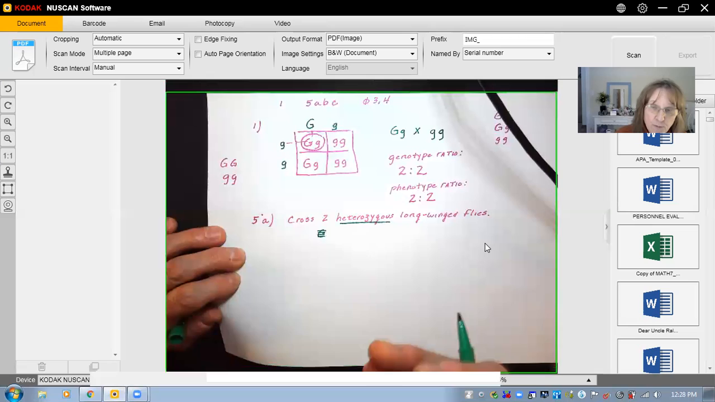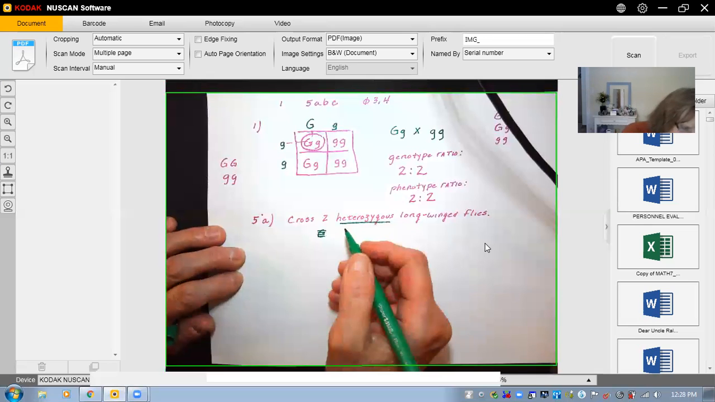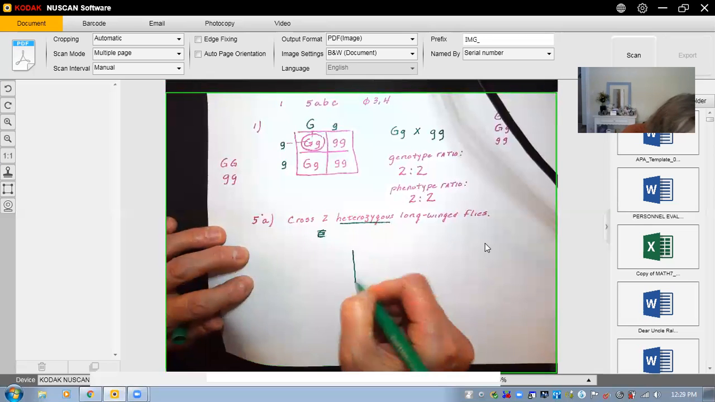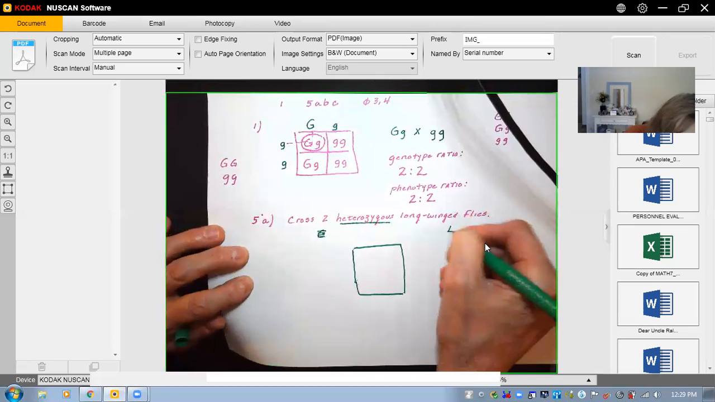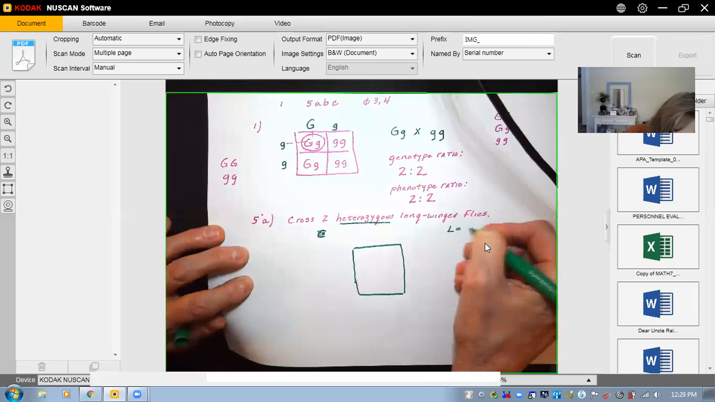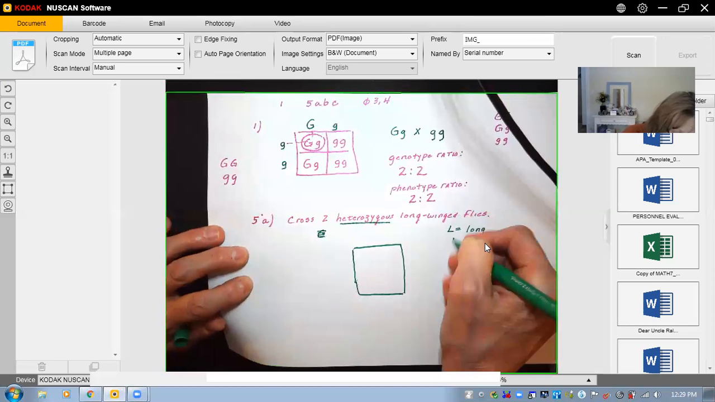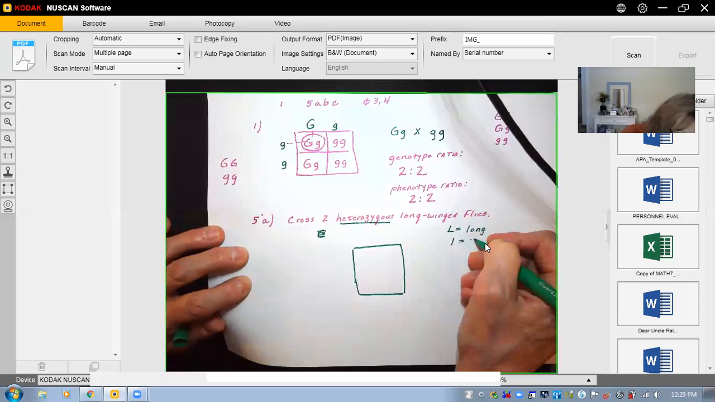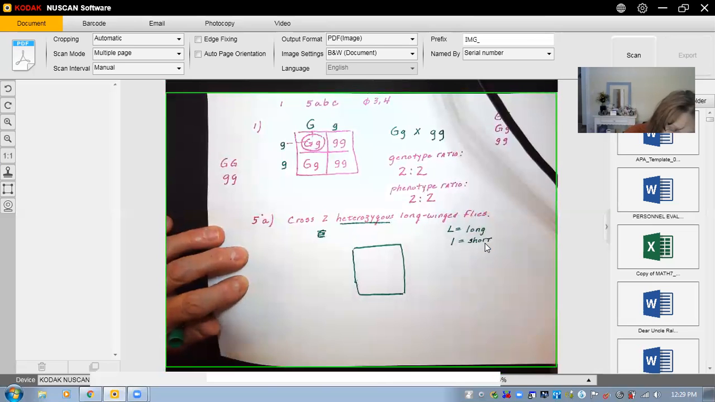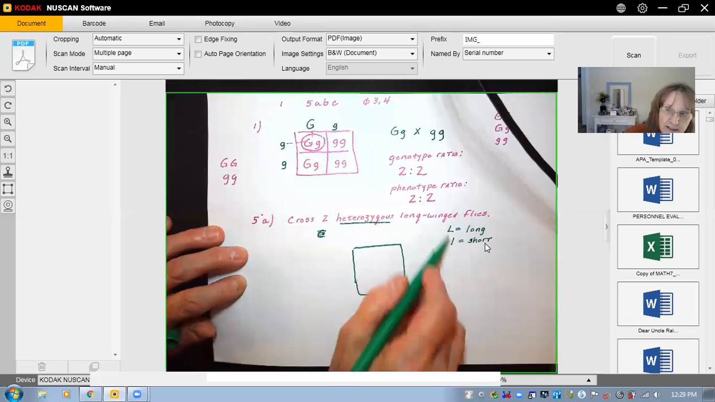I'm going to use L, just for fun. So I'm going to let L be the dominant, and that's for long. I do know that long is the dominant form. And so lowercase l will be the recessive, and the recessive shows up as being short wing, kind of a shriveled up little wing. And you'll notice I use the same letters here, capital L and lowercase l.